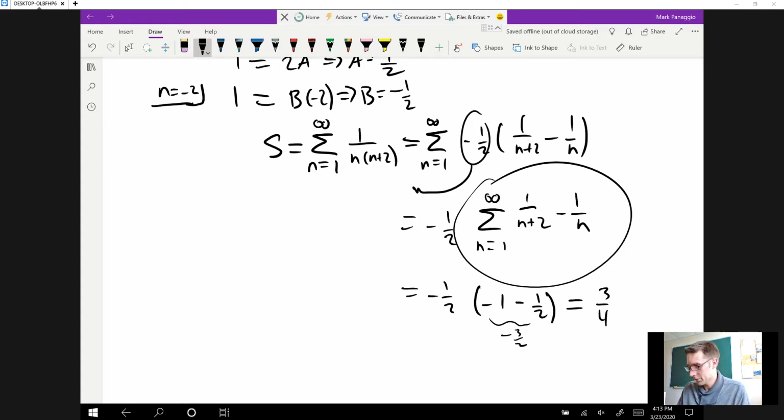Okay, and so there we go. We've shown that this converges. The limit needs to be 3/4, and that's because we essentially turned it into a problem that we had already solved by using partial fractions.